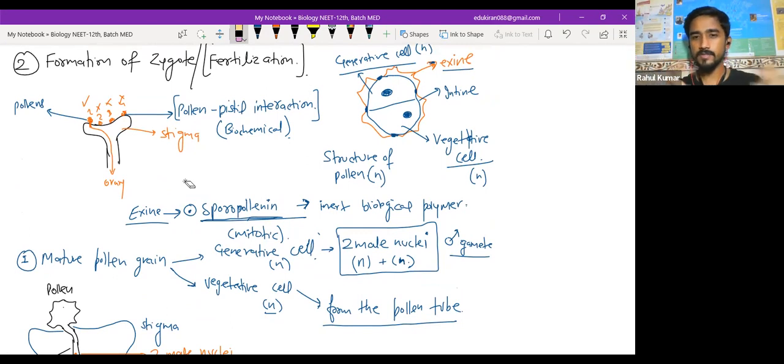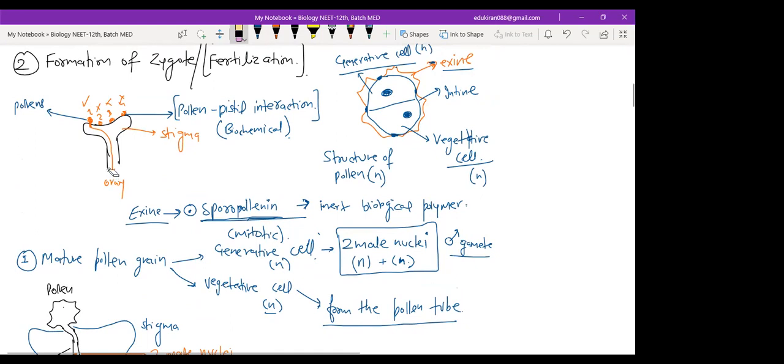Okay, one more thing. Just stop. I forgot to tell you one thing, and you also did not ask. I told you that exine is nearly indestructible, right? And it is the outermost layer. So if it is indestructible, how will the pollen tube come out?